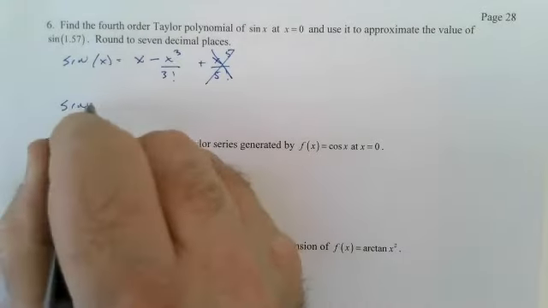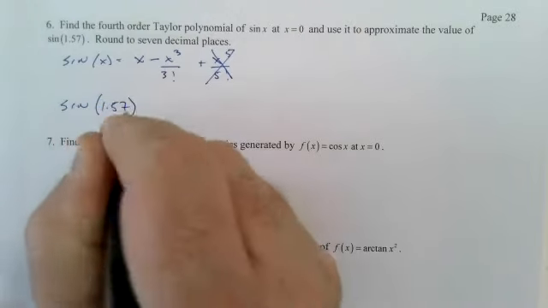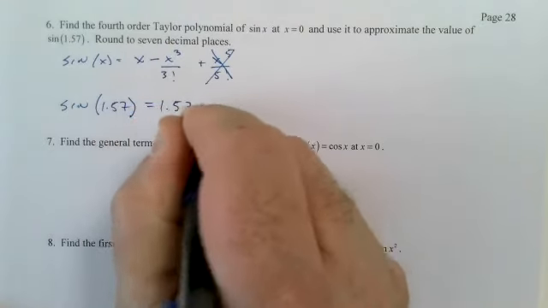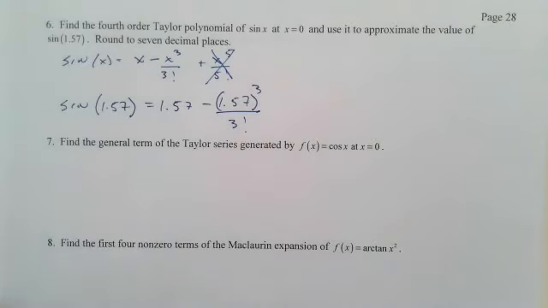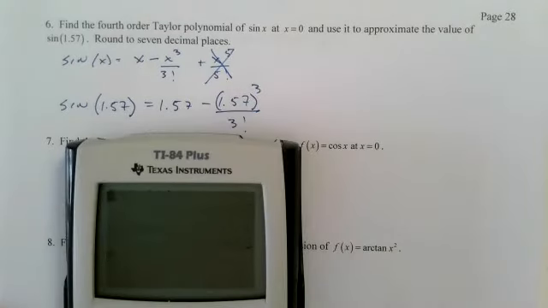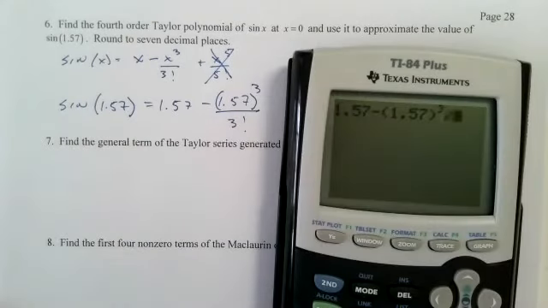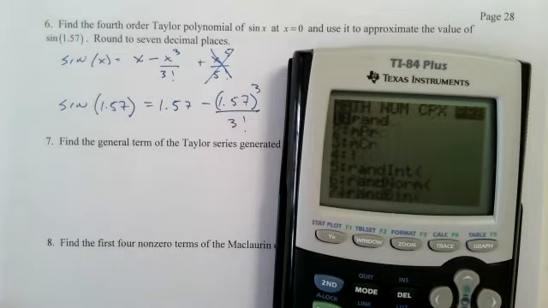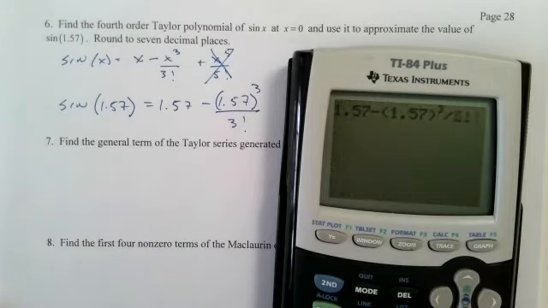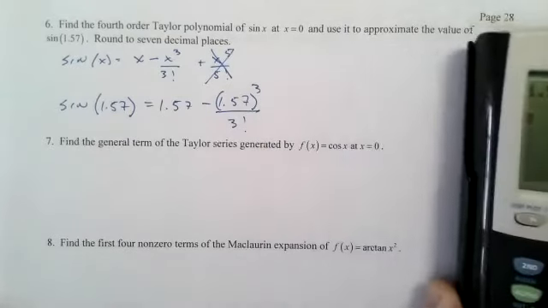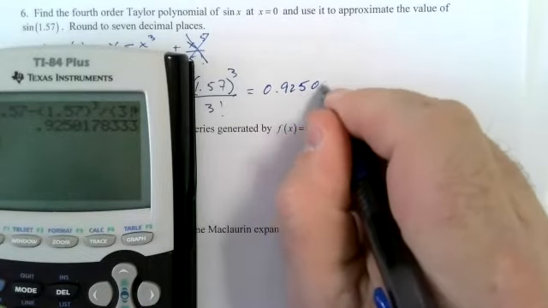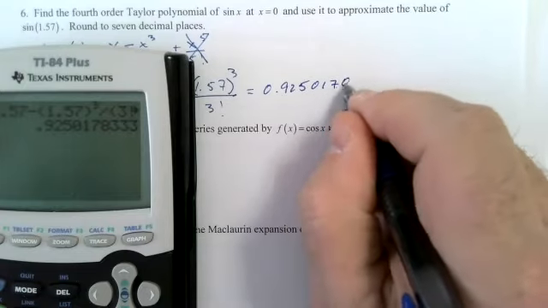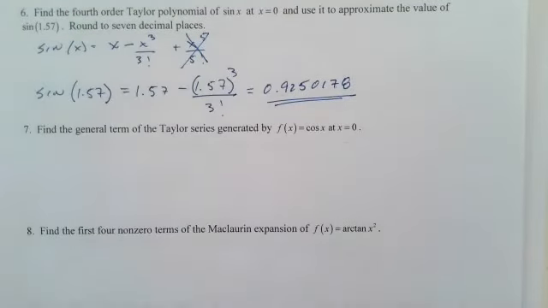So now we use that to approximate sine of 1.57, which I believe is pi over 2, which should get us 1, equals 1.57 minus 1.57 to the third over 3 factorial. I think two terms will be meh in terms of getting us accurate. So I said 7 insane decimal places, 9, 2, 5, 0, 1, 7, 2, 3, 4, 5, 6, 8. Craziness.